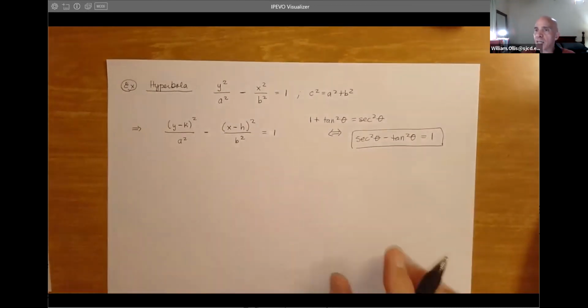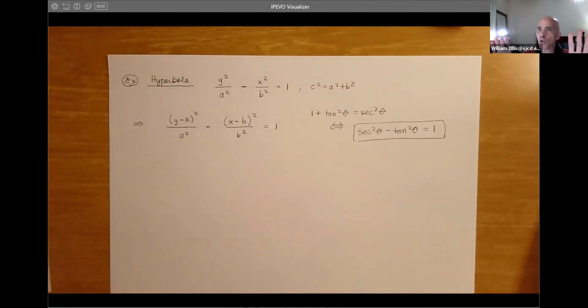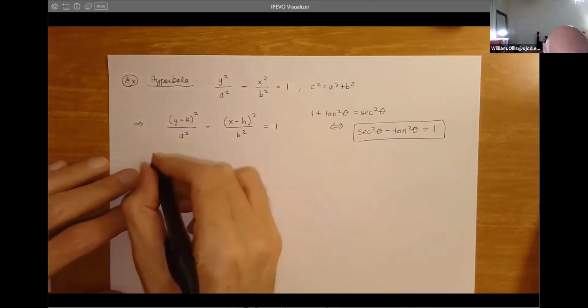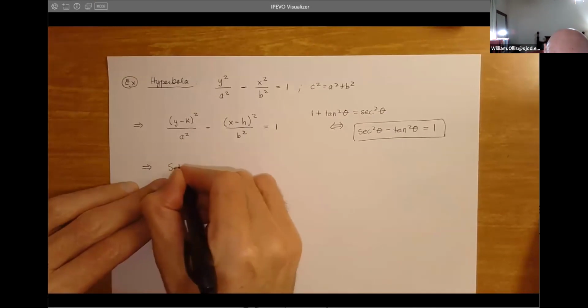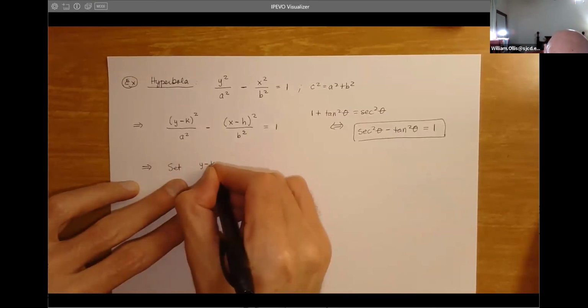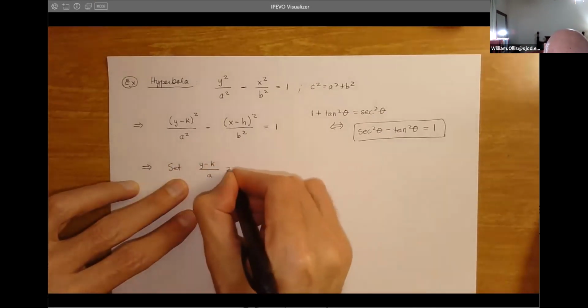Because when we've got the ellipse, we have the terms that are squared summed. So we can use sine and cosine. So this implies if we unsquare, so to speak, set y minus k over a equal to secant.